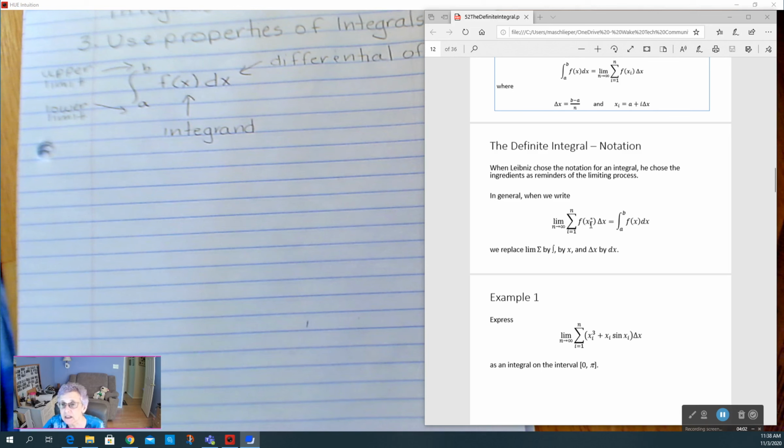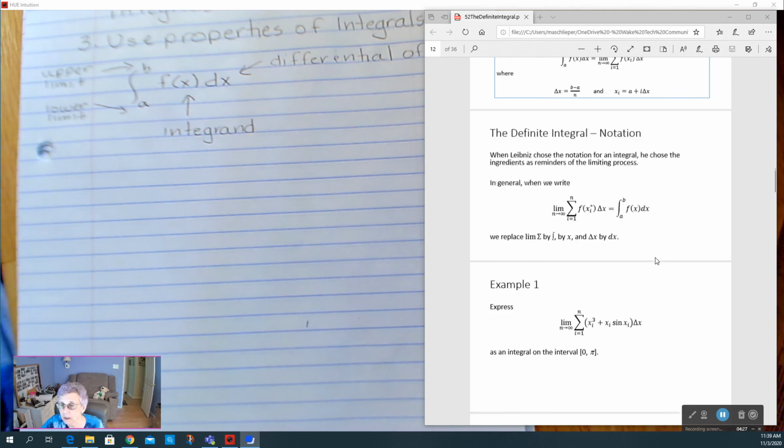The function stays exactly the same. The delta x transforms into a dx. So the sigma gets stretched out, s for sigma, into that long stretched out s, the integral mark, and we go from the smaller number to the bigger number, lower to upper limit of integration, the integrand.